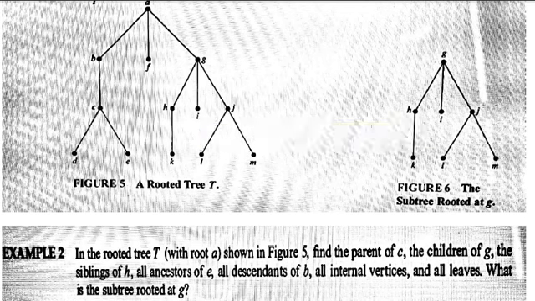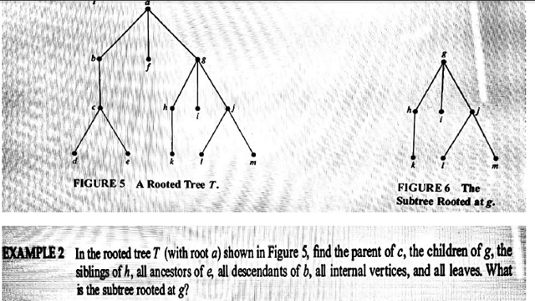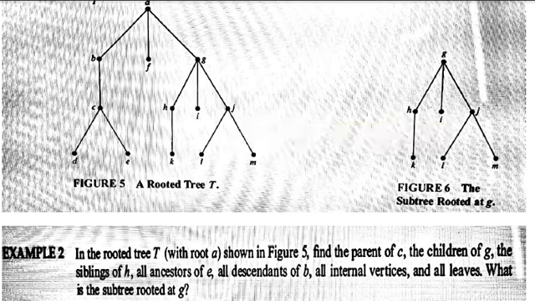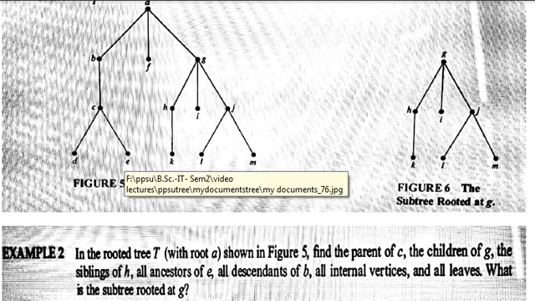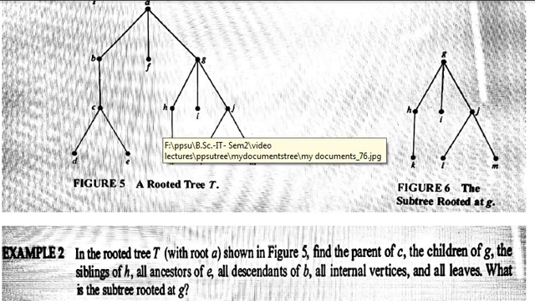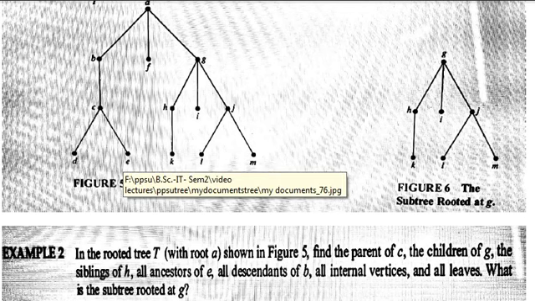You have to find the parent of C. The parent of C is B. Children of G: parent means the upper vertex, children means the lower vertices. So the children of G will be H, I, J. Then the siblings of H other than H are I and J. All ancestors of E, meaning all upper vertices of E, are C, B, A. All descendants of B, all lower vertices of B, are C, D, E.